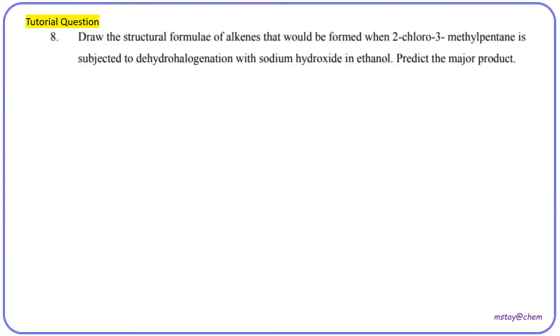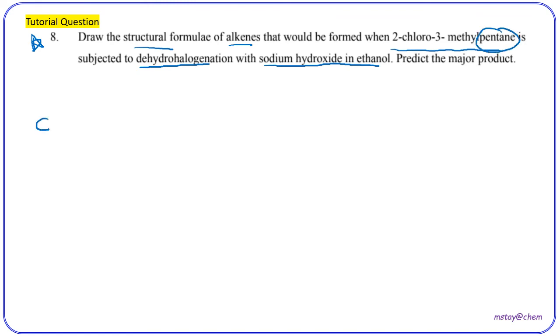Let's proceed to tutorial question number 8. Draw the structural formula of the alkene that would form when 2-chloro-3-methylpentane is subjected to dehydrohalogenation with sodium hydroxide in ethanol. Okay, so from here we know that we need to draw 2-chloro-3-methylpentane.